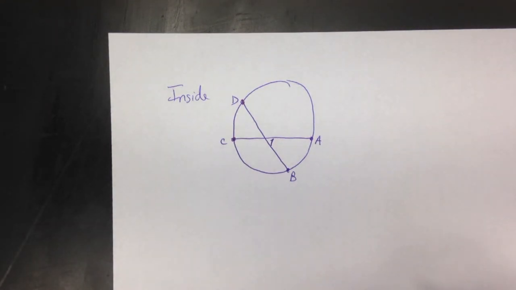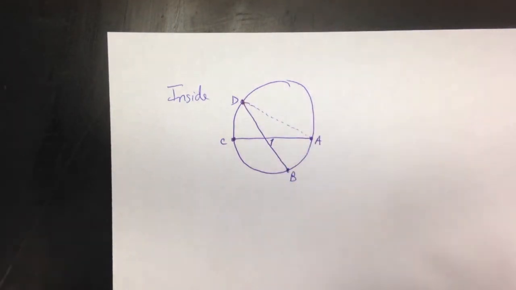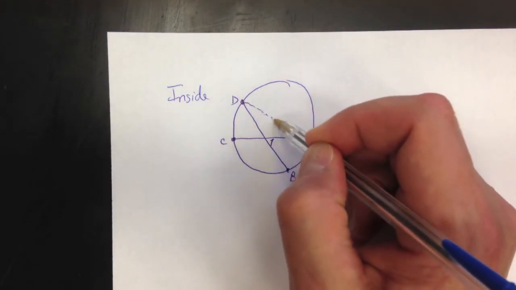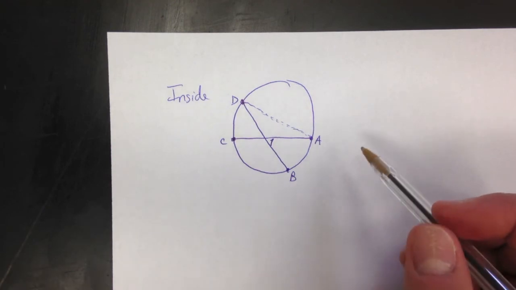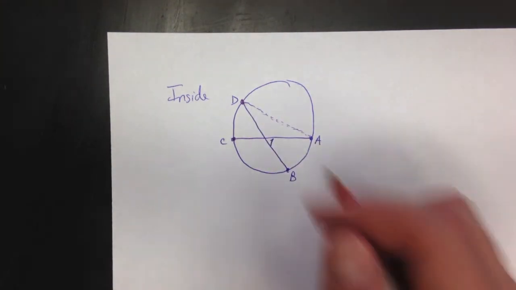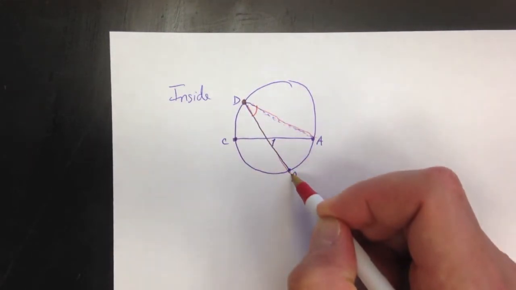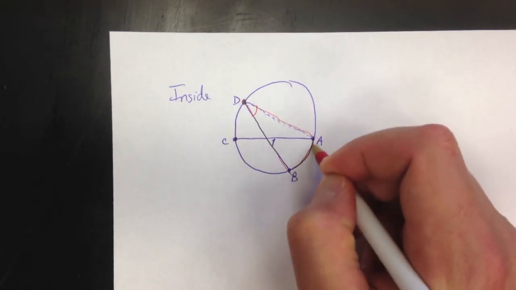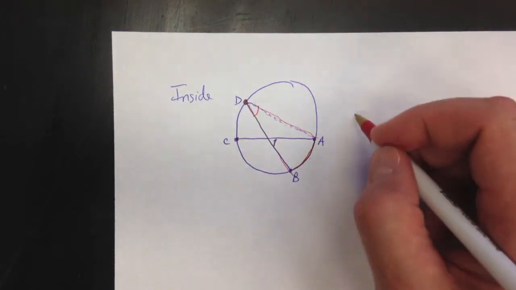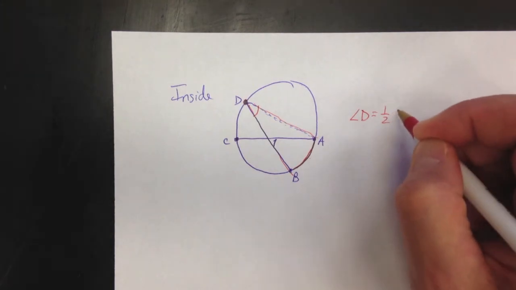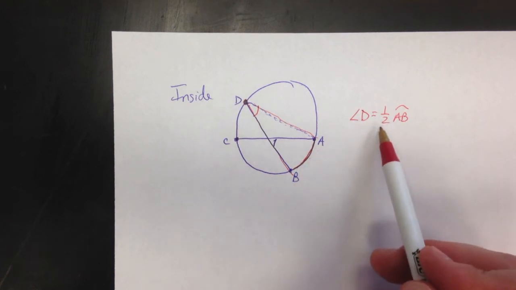And one thing that we can do here is I'm going to connect A to D. What it does, that creates a triangle. Okay, that's a triangle right there. And if we look at angle D, you'll notice, is on the circle. And notice that that is intercepting arc AB. Now, on the circle is always half of the arc measure. So angle D equals half the measure of arc AB. Whatever that number is, this would be half.